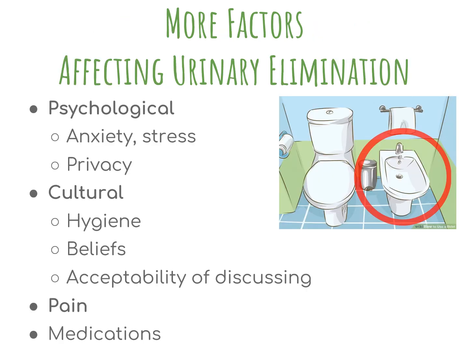More factors. Physiologically, anxiety and stress can increase frequency and urgency or can make it difficult to relax the abdominal and perineal muscles, as well as the sphincter muscles. It's important to provide privacy, but also ensure patient safety. Culturally, this includes the degree of privacy, the acceptability of discussing elimination, as well as any health beliefs about what is normal. Sometimes this is what prevents people from seeking care.